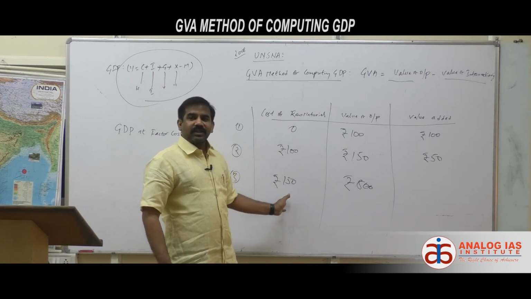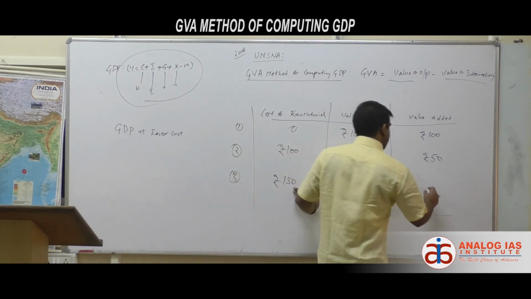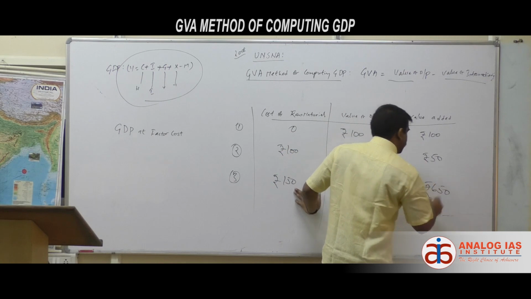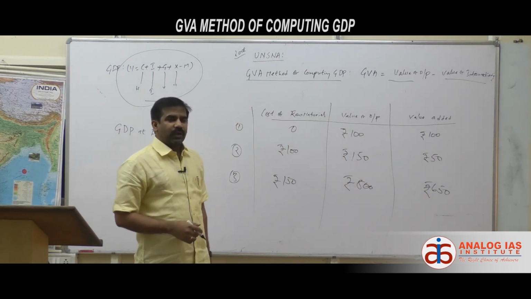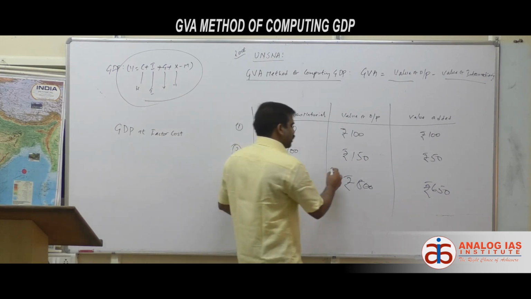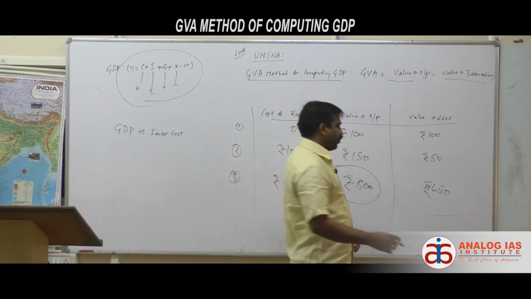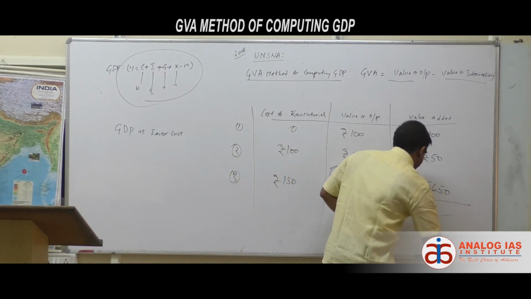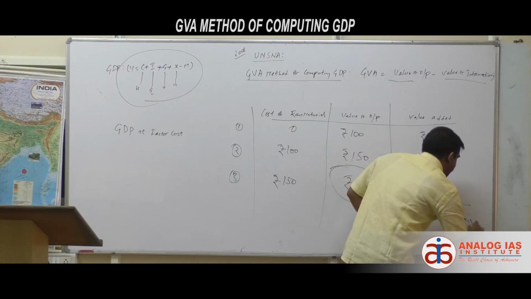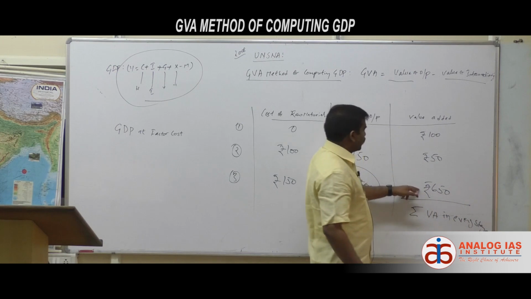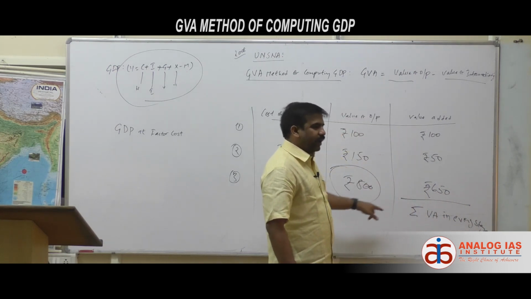Okay, so now what is the final worth of output? 800. How much is the value added? 650. You get it, my friends? So here in this case, if you want to calculate the total worth of output in this country, you can take the total output, 800. Or you can also calculate the total output by summing up the value added in each and every stage of production. So what is the total value added? 650 plus 100 plus 50 is again 800.